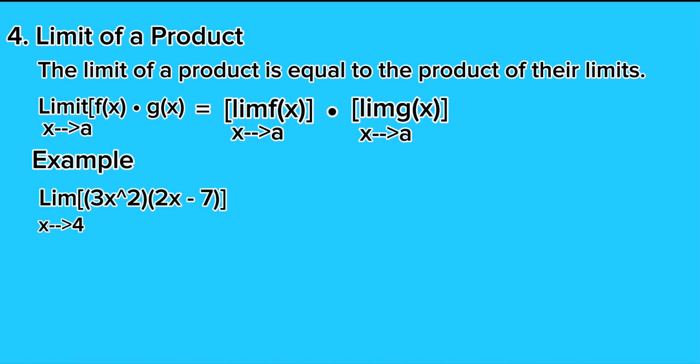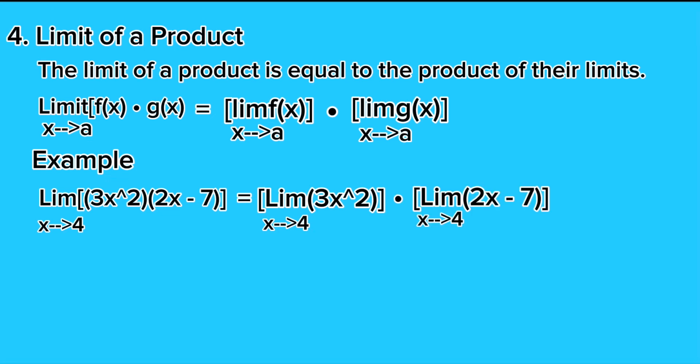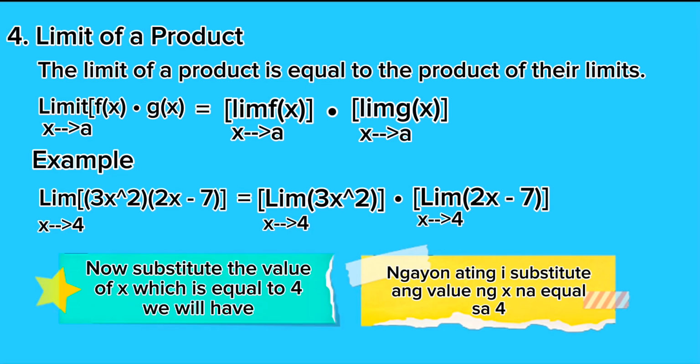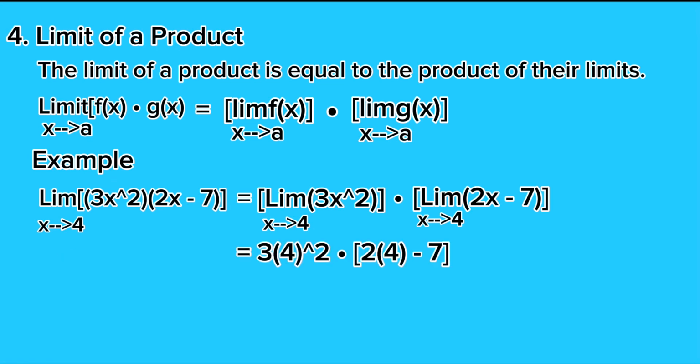Example: the limit of 3x squared multiplied by the quantity 2x minus 7 as x approaches 4, equals the limit of 3x squared as x approaches 4, multiplied by the limit of 2x minus 7 as x approaches 4. Now substitute the value of x, which is equal to 4. We will have 3 multiplied by 4 squared, multiplied by the quantity 2 multiplied by 4 minus 7, equals 48 multiplied by 1. And the final answer is 48.